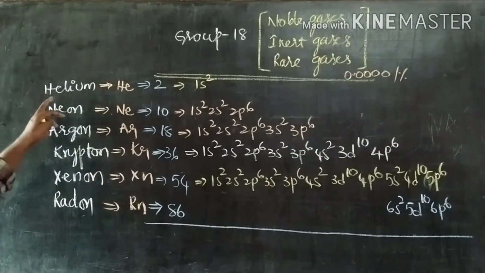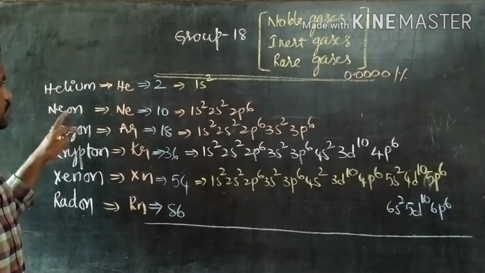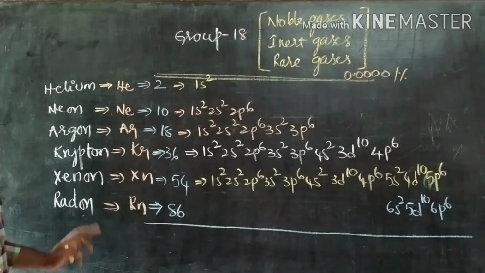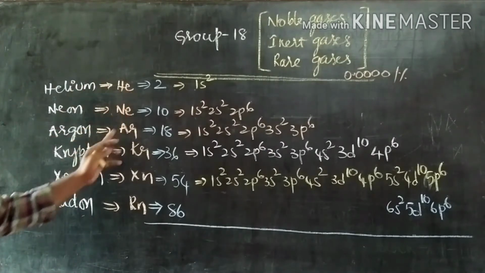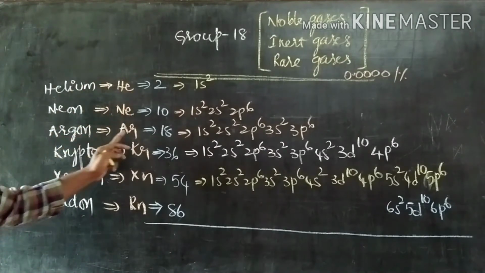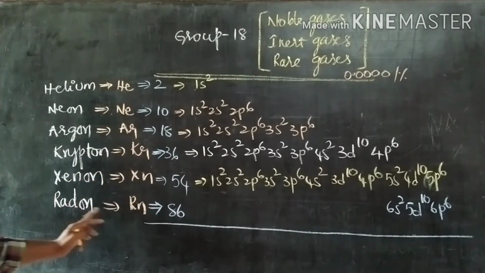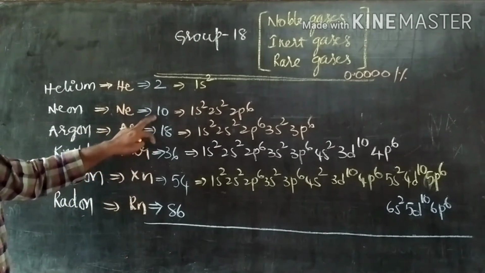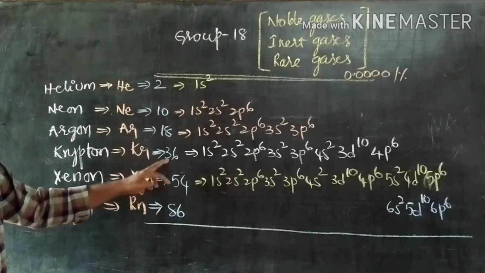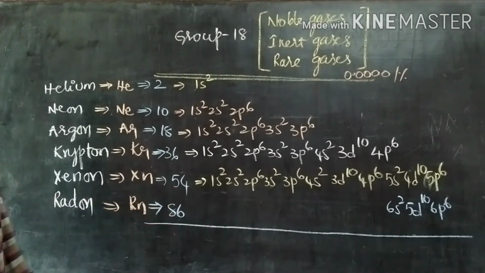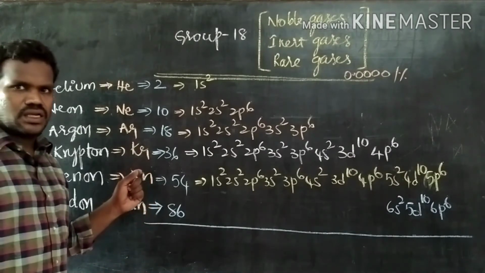Now let us come to what those elements are. Helium, neon, argon, krypton, xenon, radon. Helium He, neon Ne, argon Ar, krypton Kr, xenon Xe, radon Rn. Their atomic numbers are 2, 10, 18, 36, 54 and 86.